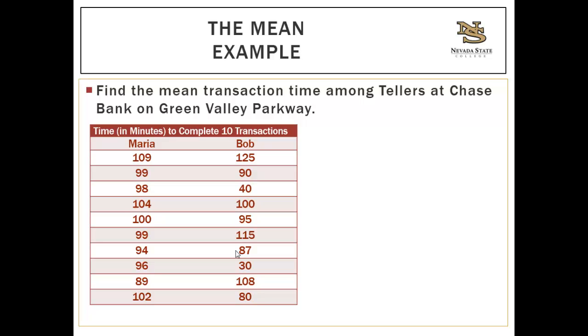So we've got Maria and Bob, and just looking at their data, I can see that they have some high scores, some somewhat low scores, but it's kind of hard to tell overall who has the longer transaction times. So we need to figure out what the mean is for each.